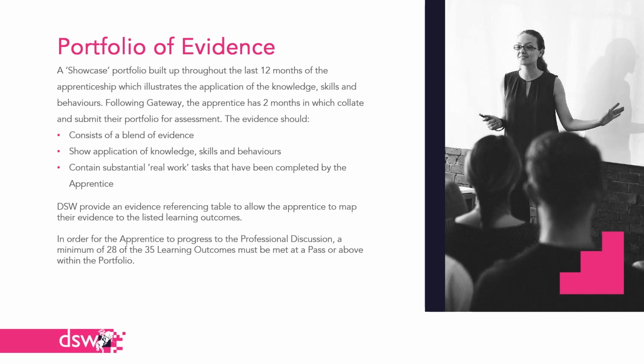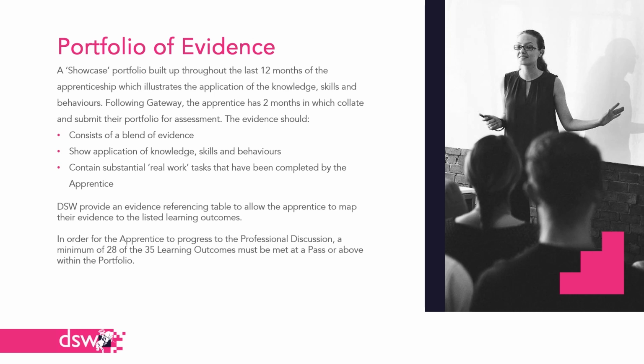The evidence is to be collected from the previous 12 months on programme. Apprentices can and should begin to collate evidence as soon as they can to make compiling the portfolio in the 2 months after Gateway as easy as possible for them. With guidance from the employer and/or training provider, the apprentice will select appropriate evidence to meet the learning outcomes as detailed in the referencing table.